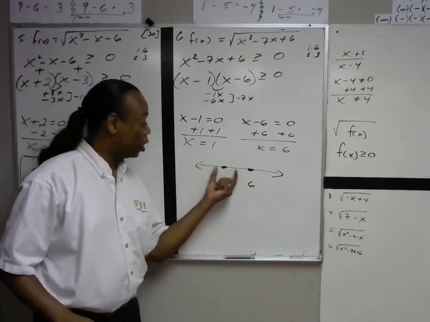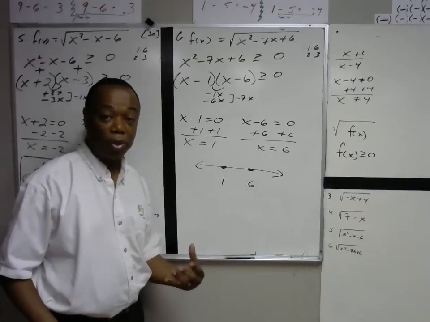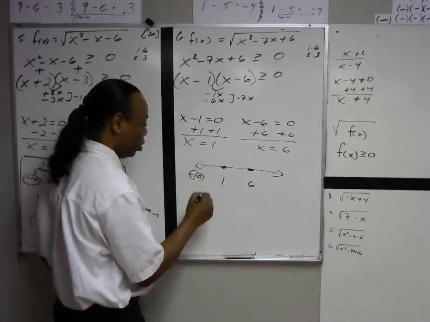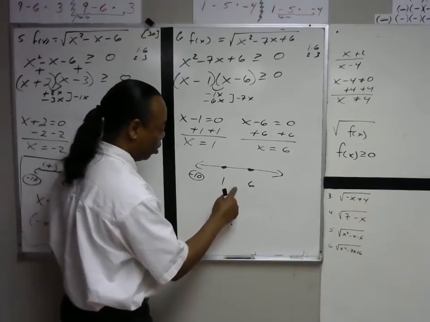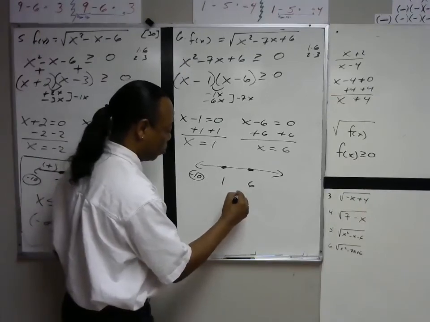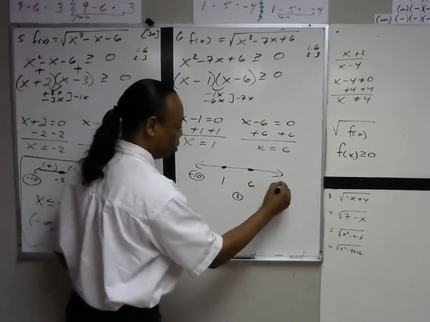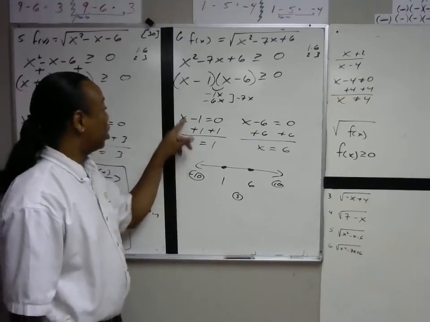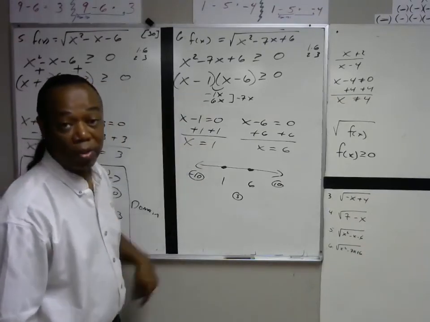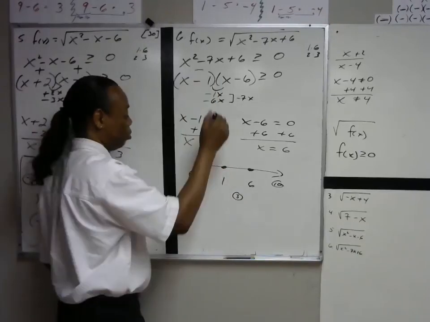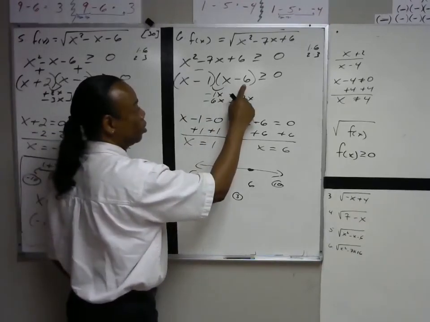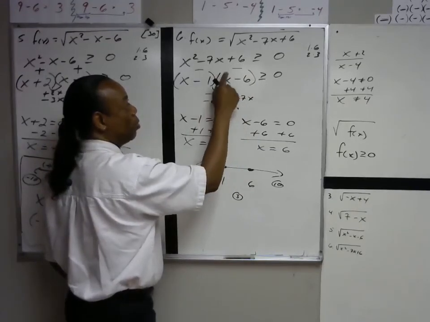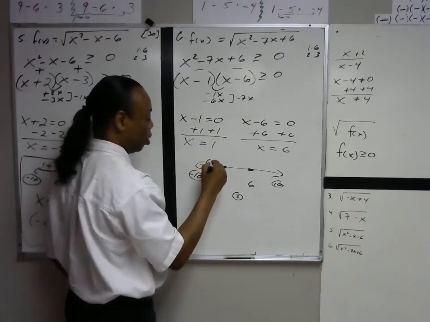And then for these areas right here, I'm going to use test points. I'll use negative 10 for this area. For this area right here, let's use 3. And for this area right here, let's use 10. Okay, so start with negative 10. Negative 10 and negative 1 is a negative 11. That's negative. Negative 10 and negative 6 is negative 16. That's negative. So a negative number times a negative number is positive. So this area is positive.